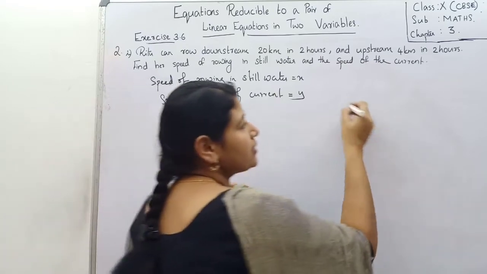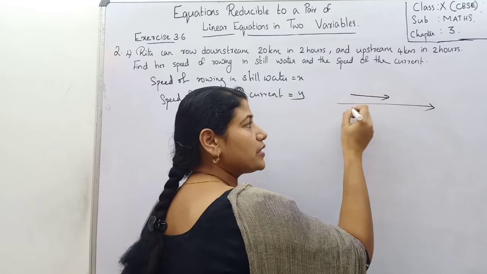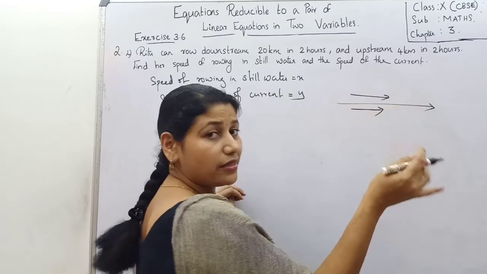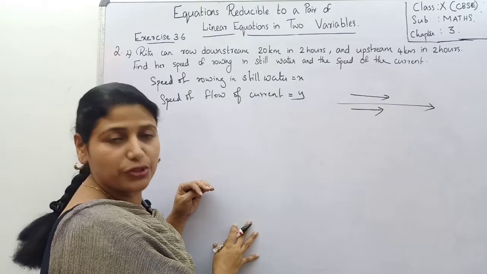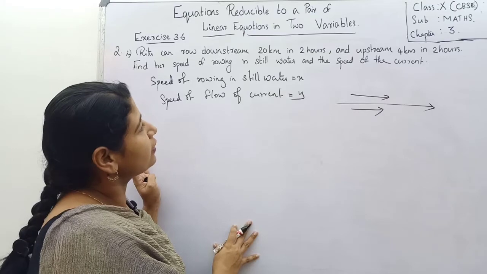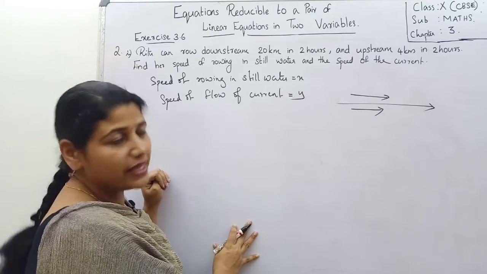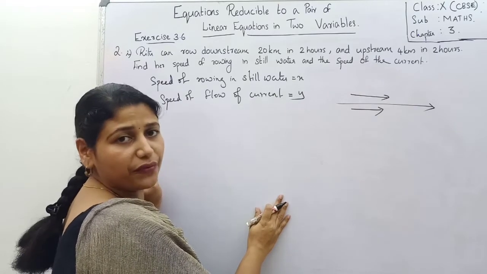So if this is the river or the stream and it moves in this direction and the person is also moving in the same direction, the total distance traveled or the total speed should be added, isn't it? If the speed of the person is u and the speed of the water is v, or x and y, we have to take the sum of x and y.